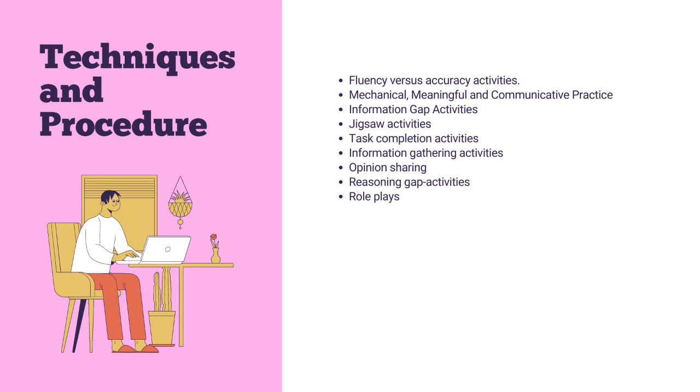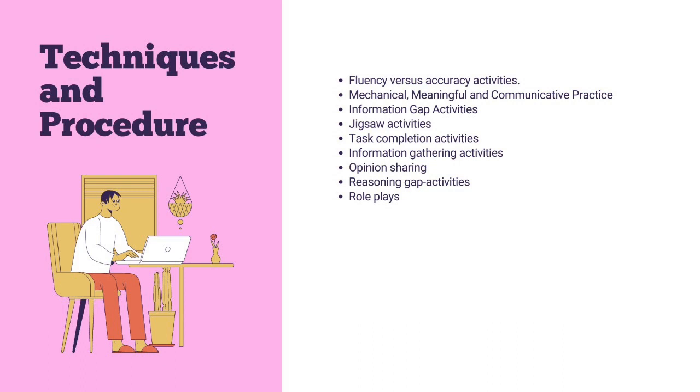And next is jigsaw activities. These activities demand students to be divided into groups. Every group has a certain piece of information. Every group is given tasks to share the information they have with the other groups, and the process of interaction becomes like a jigsaw at the time they transact information. And then task completion activities. These activities make students complete a task such as puzzles, games, or map reading by using their own language resources.